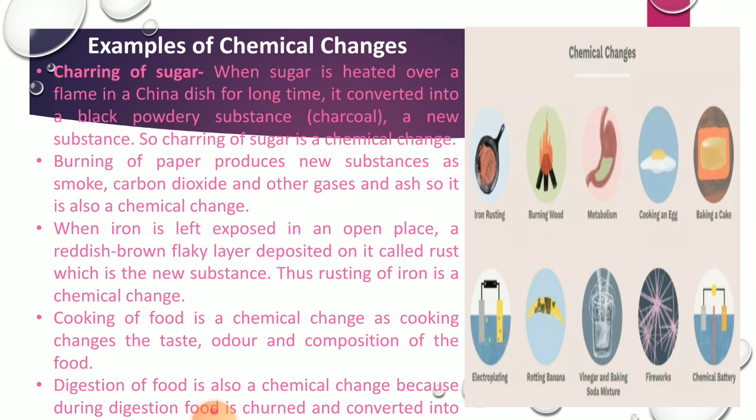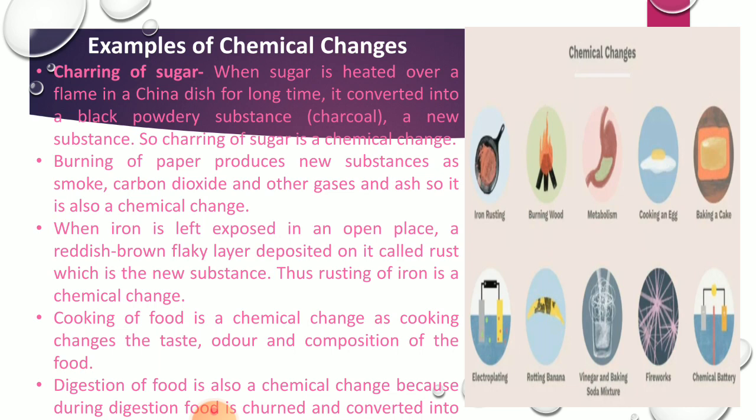Then cooking of food. Cooking changes the taste, smell, meaning odor, and composition of food. So new substances are formed, and these new substances have different properties from the raw materials. So again, it is a chemical change.